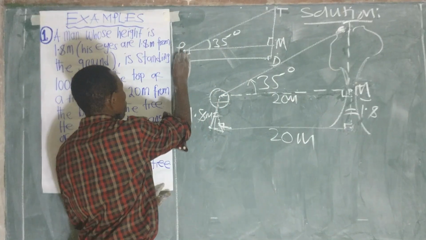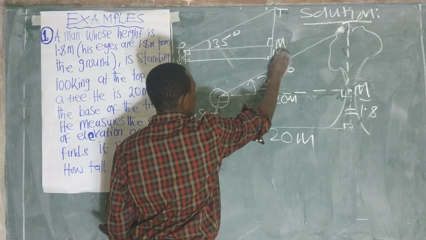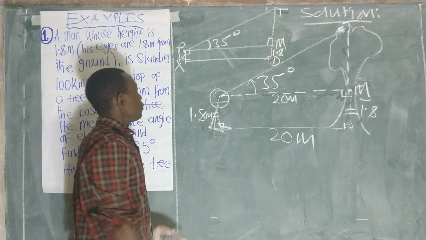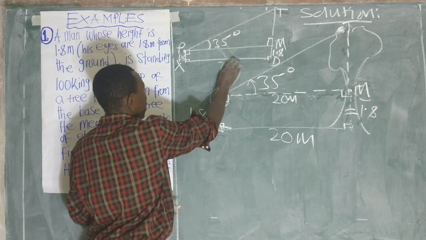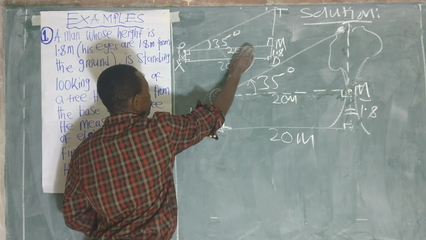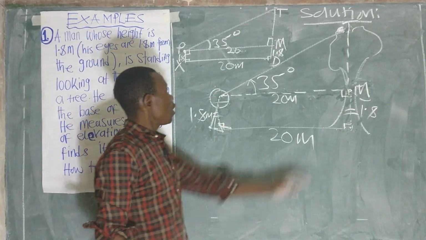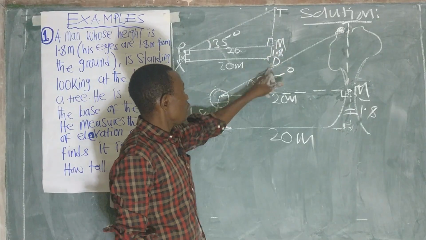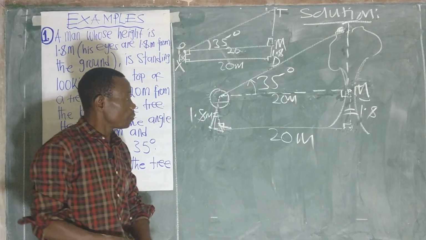So if this is 1.8, this is also 1.8. We don't have Tm. The distance from here to this is 20 meters. This one again is also 20. So what we need to do, let's just find Tm. Find Tm, we add 1.8. We have the height of the tree.